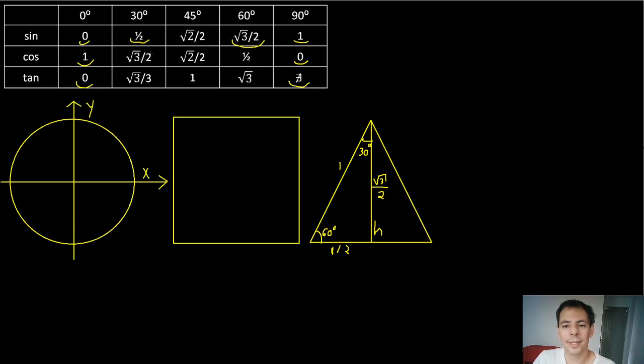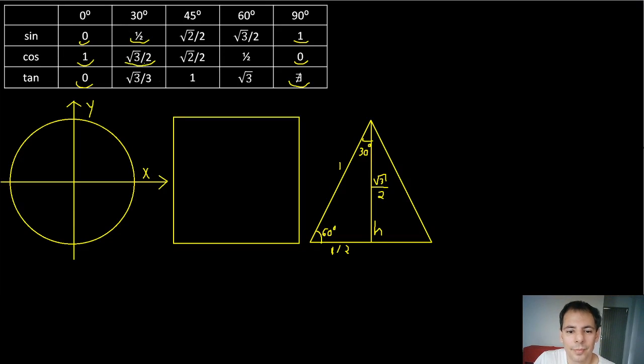Man, this is a mess. Okay. What I meant to do here, I made a mistake. What I meant to do was the cosine of 30. The cosine of 30 is going to be the adjacent side divided by the hypotenuse. So the cosine of 30 is this.